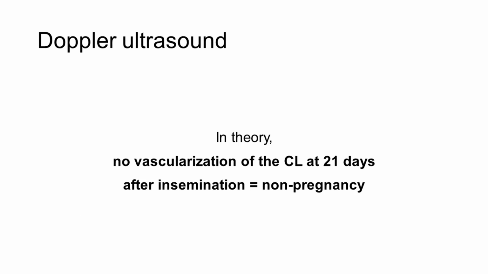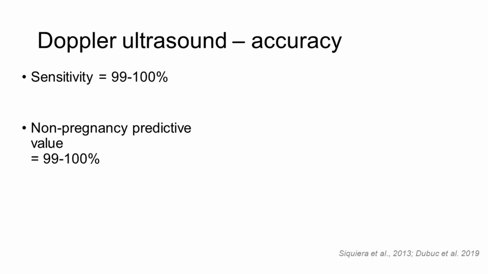Now that we have seen the vascular changes associated with the establishment of the pregnancy, it is easy to understand how to use the Doppler ultrasound to diagnose non-pregnancy 21 days after insemination. As we saw previously, the absence of blood flow in the CL at this stage should indicate non-pregnancy. We will first discuss the accuracy and the concordance of the Doppler ultrasound.